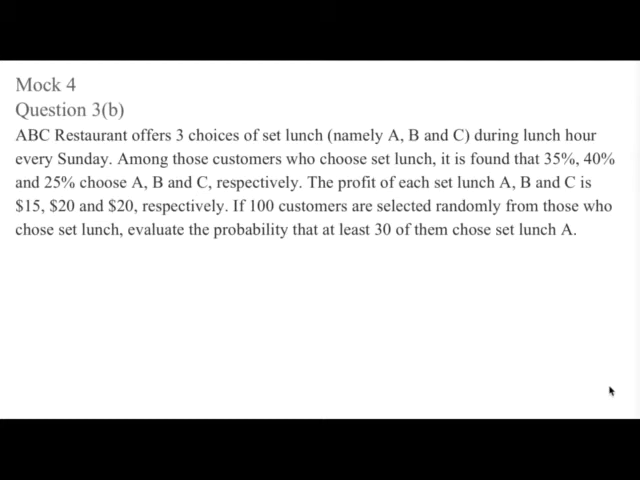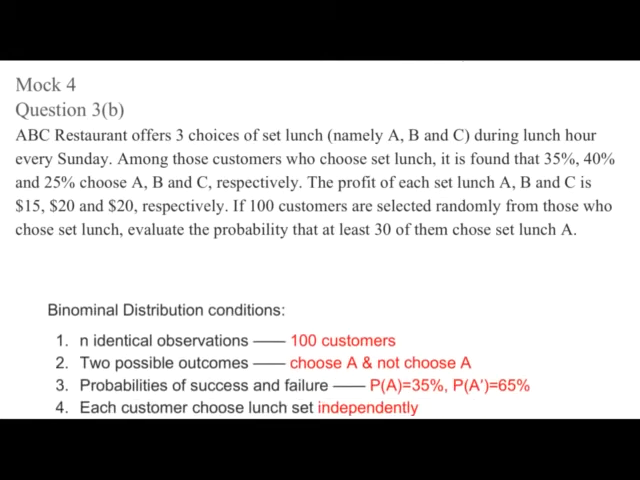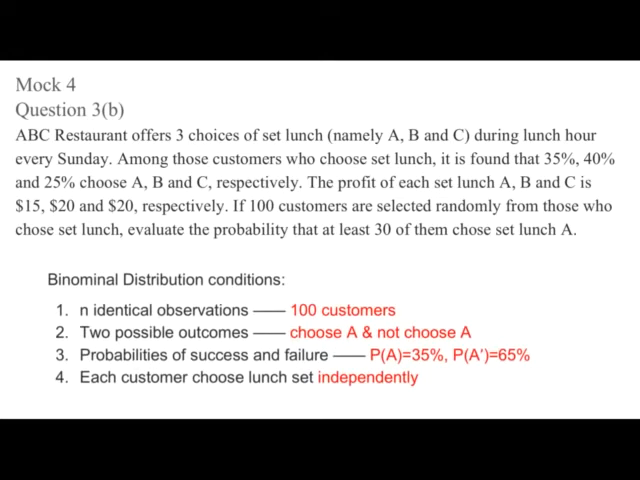Question 3B of Mock 4. The main information is that ABC restaurant offers 3 choices of set lunch, A, B, and C. Among customers, 35%, 40%, and 25% choose A, B, and C respectively. The question is, if 100 customers are selected randomly, evaluate the probability that at least 30 of them choose set lunch A. To solve this question, we can think about the binomial distribution.